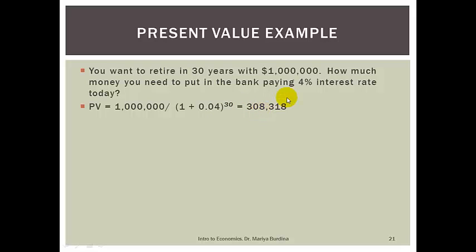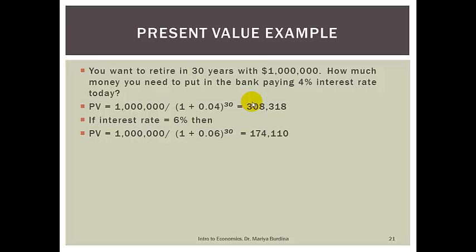So you will get $308,000. So if you have this amount of money today, and there is a bank that pays you 4% interest, if you never touch this money, if you let the interest accumulate, in 30 years from now, you will have $1 million. What if the interest rate was 6%? Then we do the same calculation, but instead of an interest rate of 4%, we'll have an interest rate of 6%. And you see that you will need only $174,000 in order to receive $1,000,000. Of course, the difficulty is to find a bank that pays you a 6% interest rate.